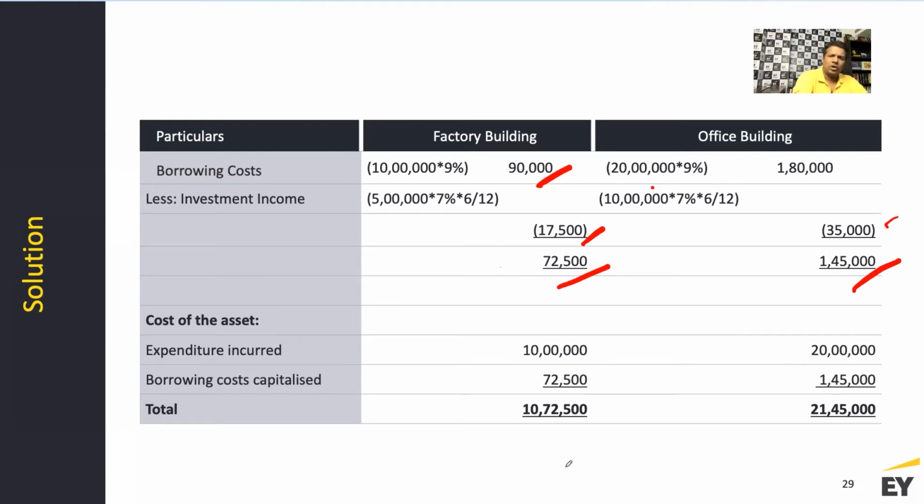So my total cost of acquisition, my cost of construction, is 10 lakh and 20 lakh, and the interest cost, which I'm going to capitalize. So my total cost, which is getting capitalized under Ind AS 16, including the concept of Ind AS 23 as we just talked about, is 10,72,500 plus 21,45,000. That is what I need to capitalize, because this is a case of specific borrowing.